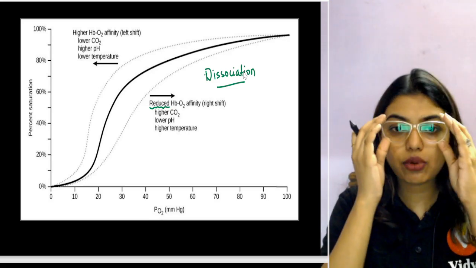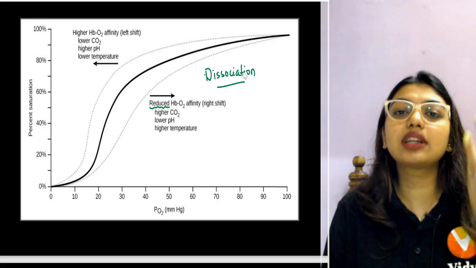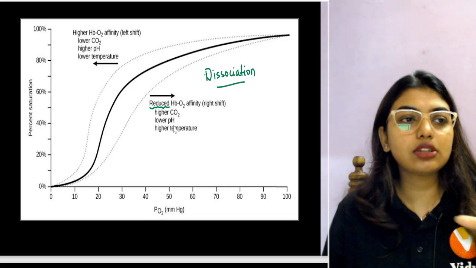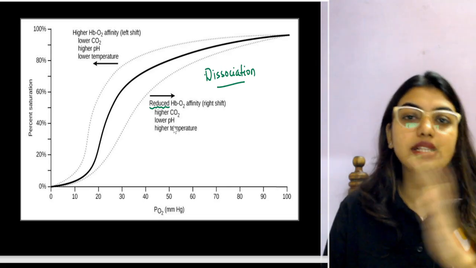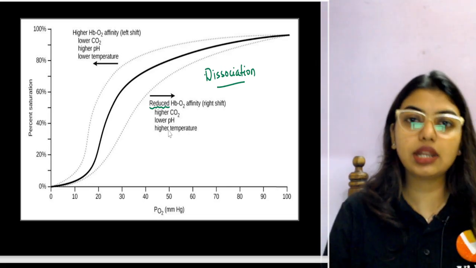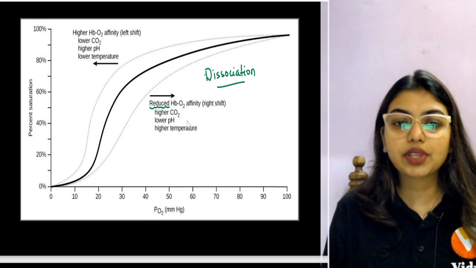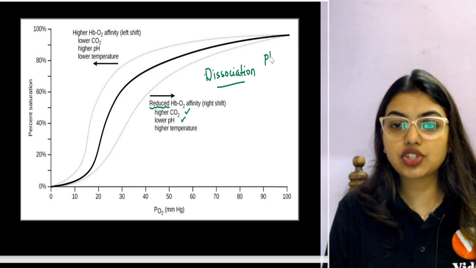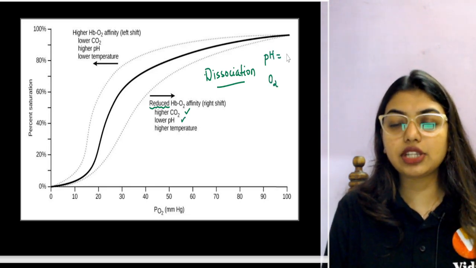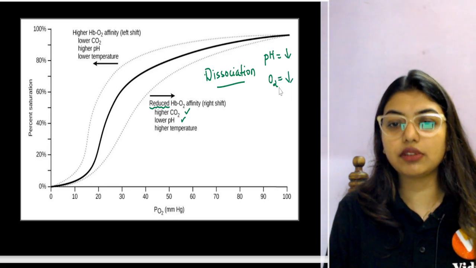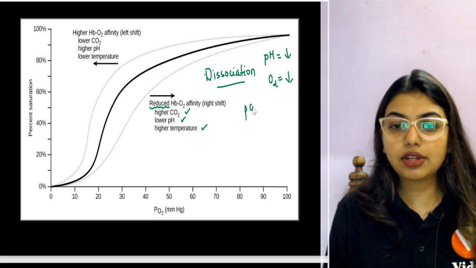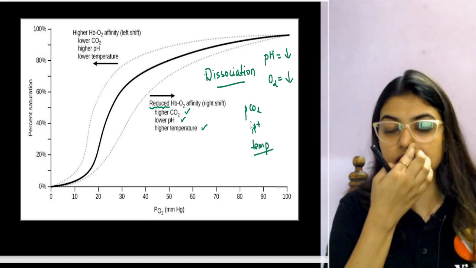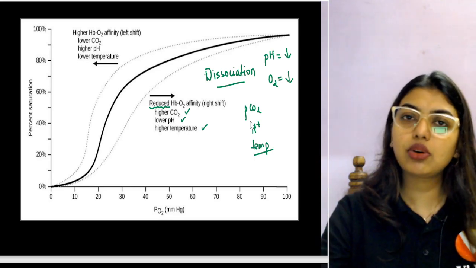To break the bond, we have to increase the carbon dioxide level, and in the tissues carbon dioxide is more. So when carbon dioxide increases, oxygen will move out, dissociate and go and bind with the tissues. This will happen when there is high carbon dioxide, lower pH. So pH and oxygen are aligned with each other, because when pH is less, oxygen also will be less, and higher temperature. Carbon dioxide, H plus and temperature, these three factors affect the dissociation or association.